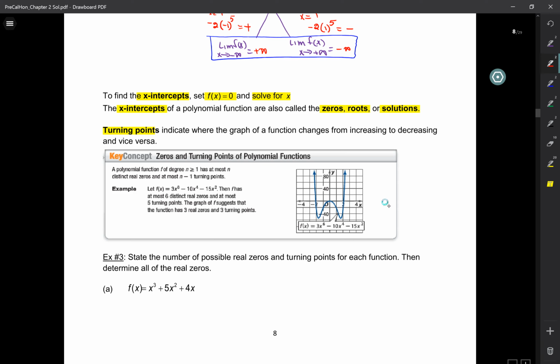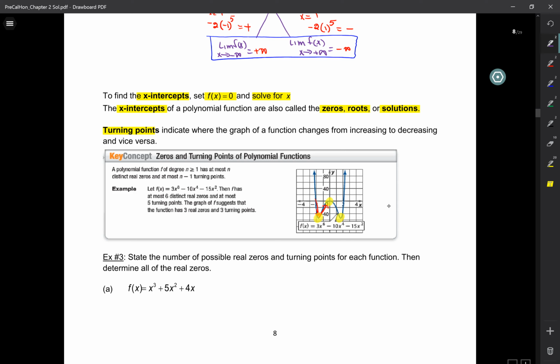So if we look at this function, it's decreasing and then it begins to increase. So here at x equals that point, we have a turning point. We have another turning point here and another turning point there. Now, as it turns out, just by looking at the equation for a polynomial function, we can figure out the number of possible zeros and the number of turning points. So the way we do that is this.